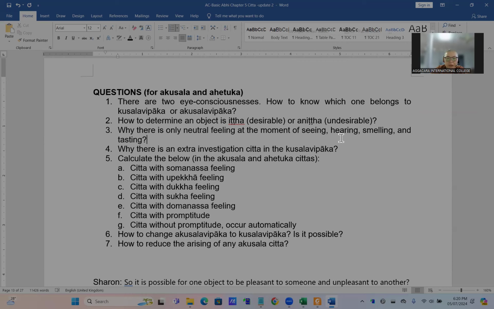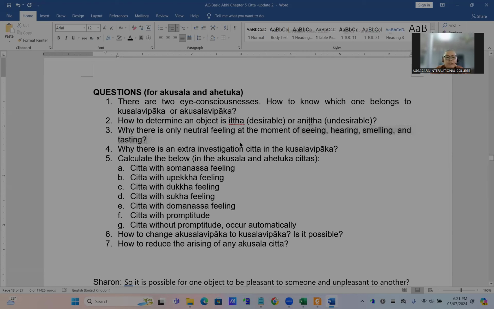We are not talking about the body, but only these 4. It's nothing to do with the body. Remember, the body has 2 feelings, sukha and dukkha. The others are just neutral feeling, right? It does not include body feeling. So you have to consider the eye, ear, nose, tongue consciousness: only neutral feeling.